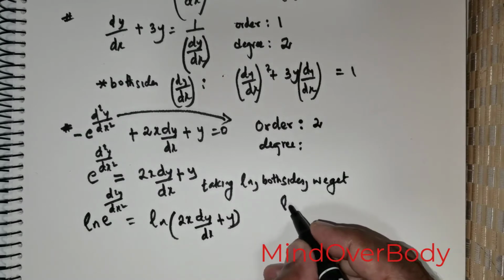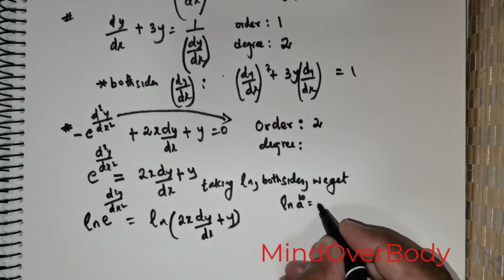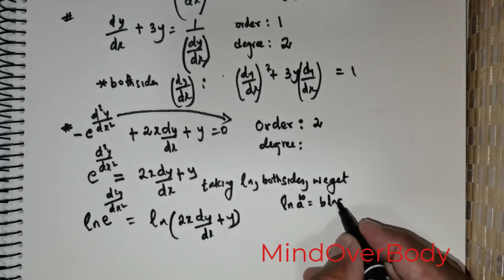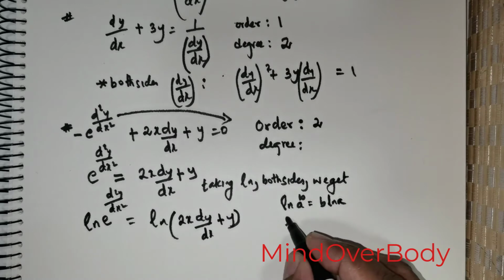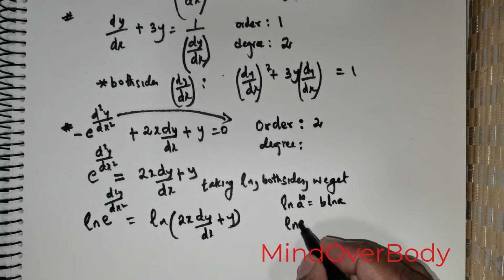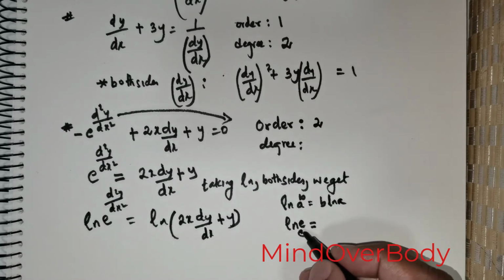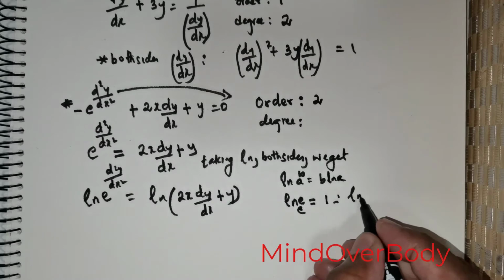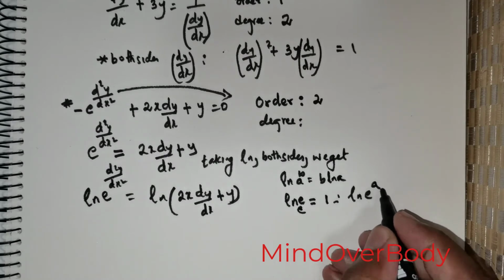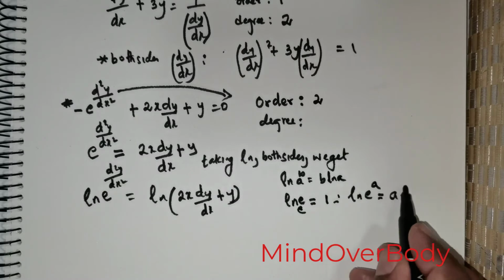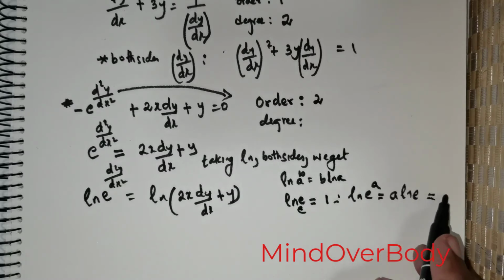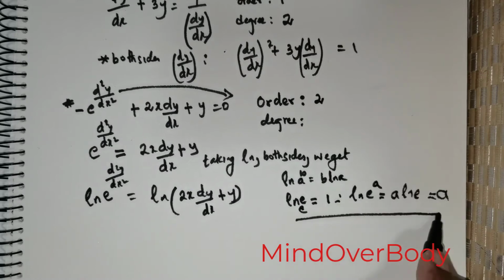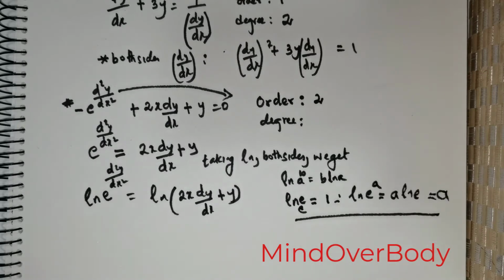Now we know that ln of a raised to the power of b is nothing but b times ln a, and we also know that ln e, suppose the base is actually e here, to the base e will give us 1. Suppose you have ln e raised to the power of some a, I can rewrite this as a times ln e, which is nothing but equal to a. So these are some of the snippets that we will have to know.